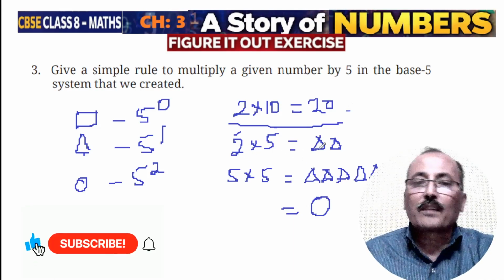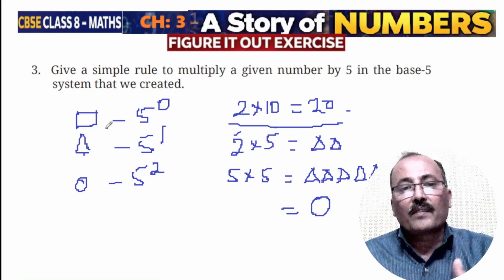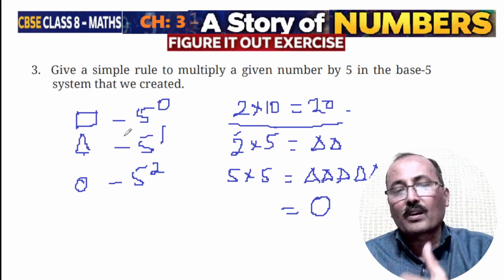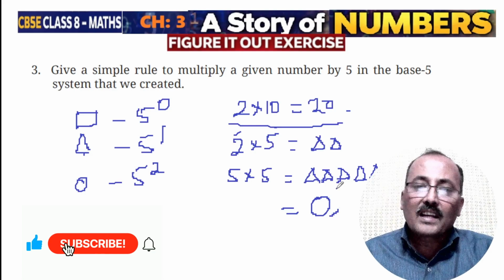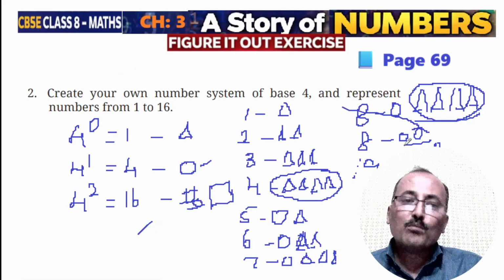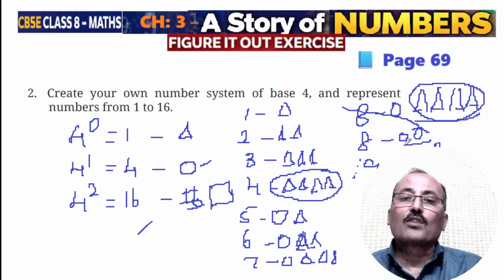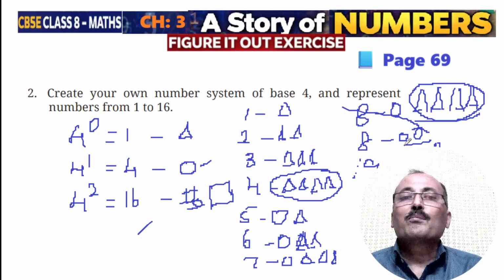Likewise, 2 fives means we write 2 in the triangle symbol's next level, the 5s place, so it moves to the next level. Are you clear? I hope you are able to understand. We will move on to the next figure-it-out exercise in our next video. Until then, bye from your Prakasam sir.